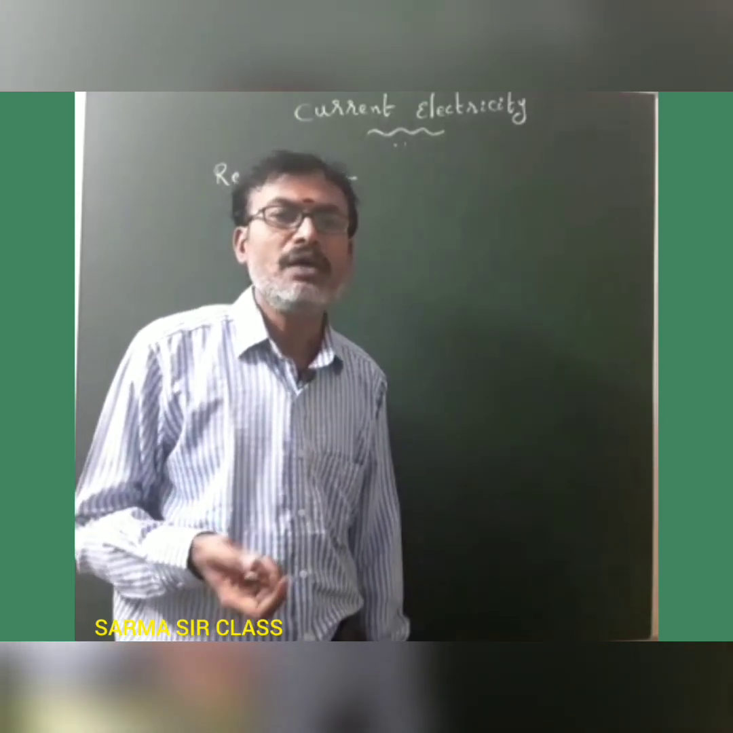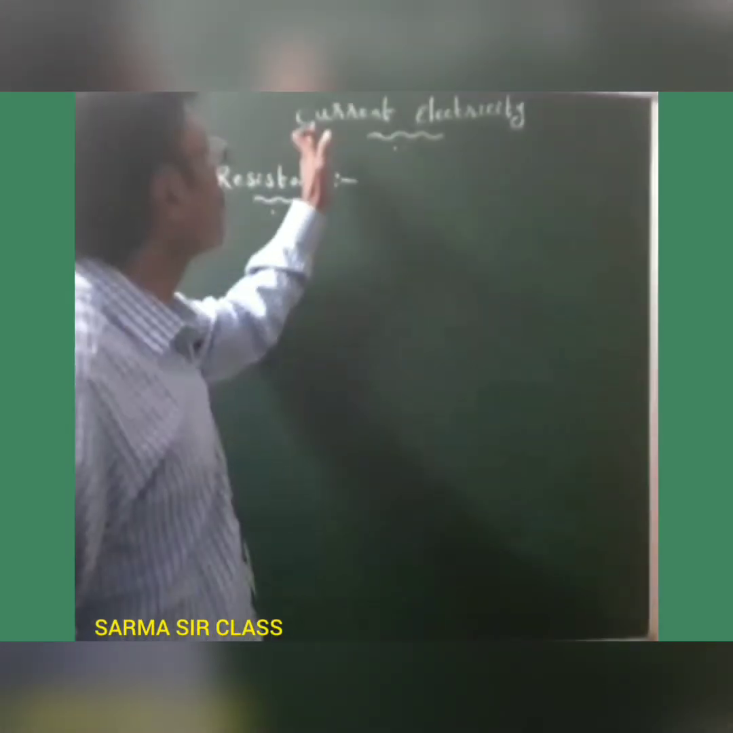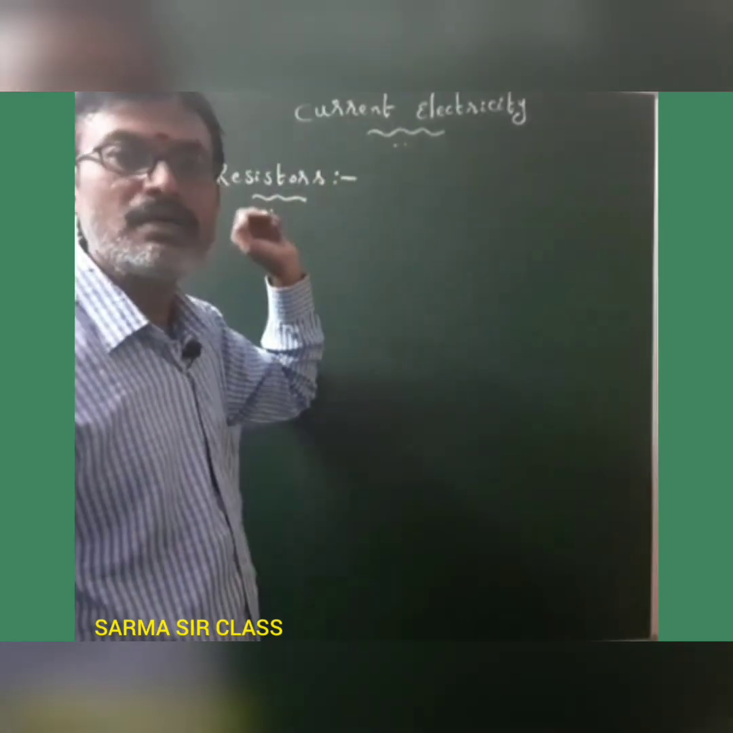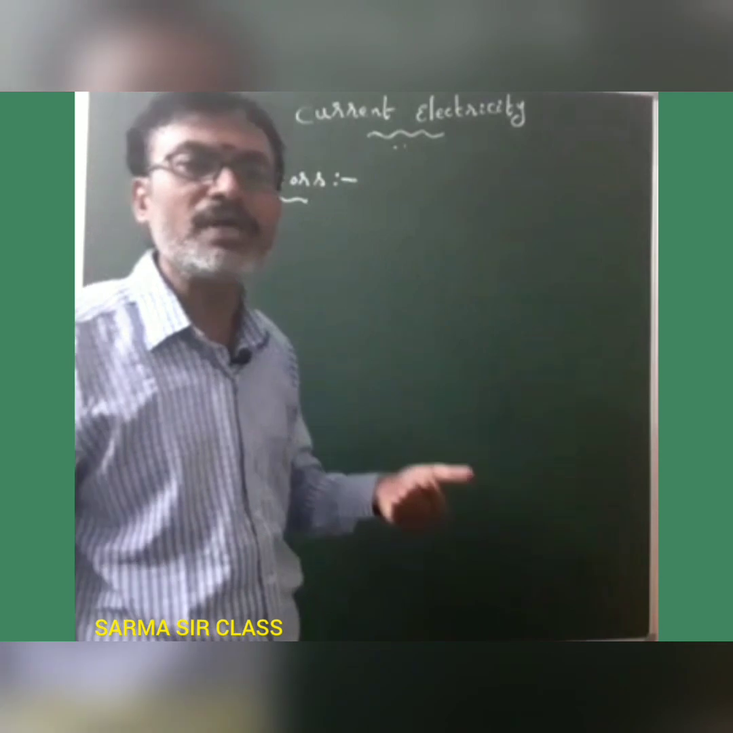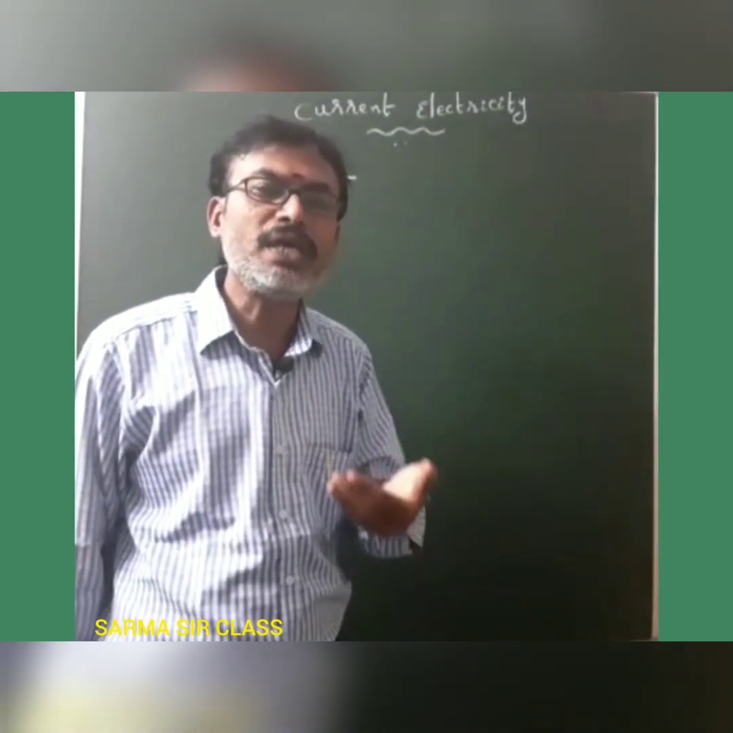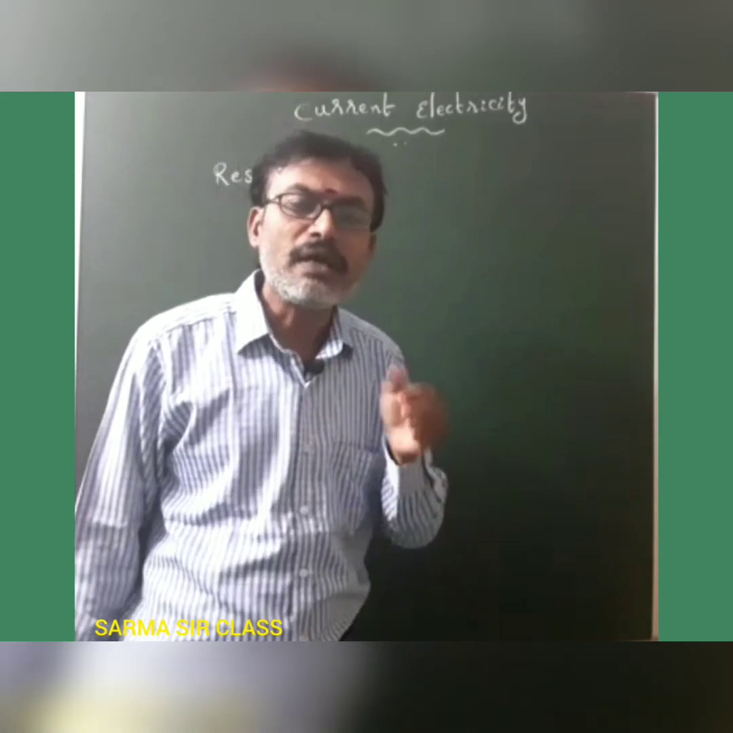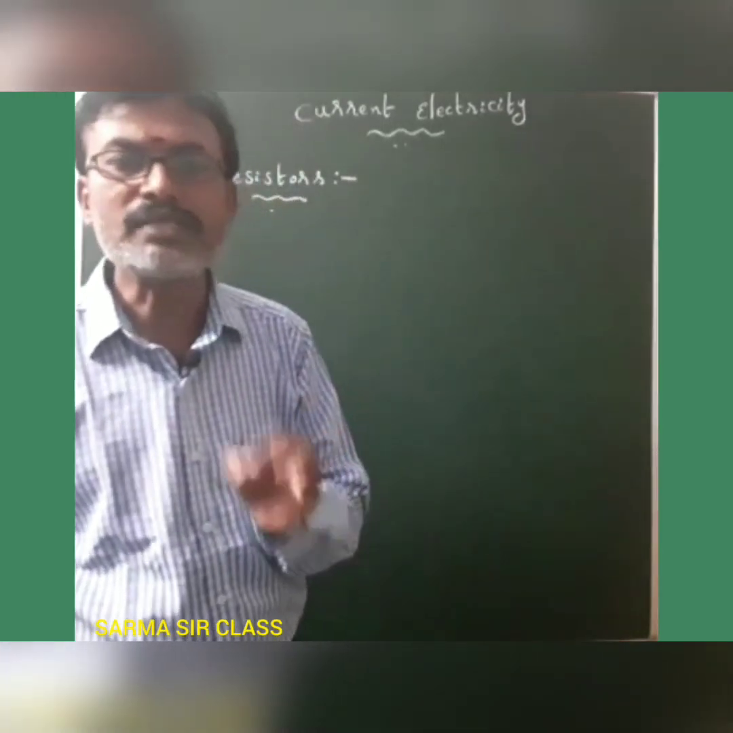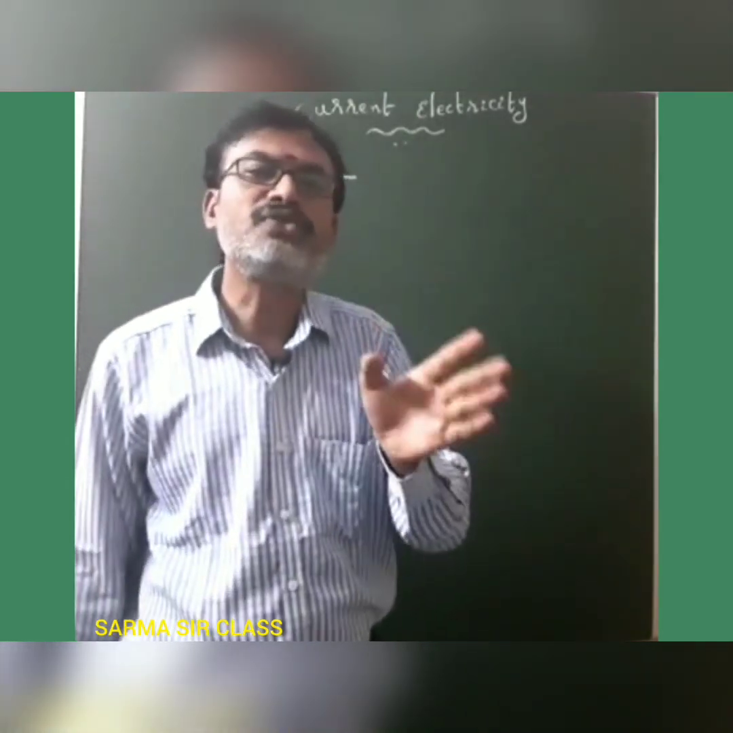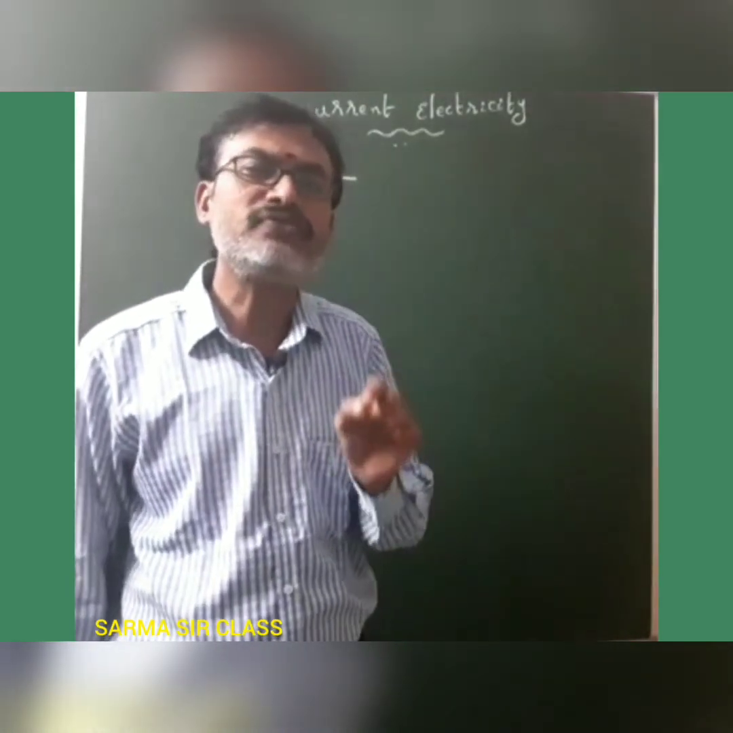Now we are in the lesson current electricity. Current: what is the meaning of current? The flow of charges per unit area of cross section in the conductor is known as current. It is nothing but the rate of flow of charges.